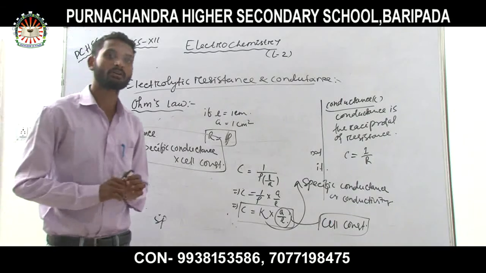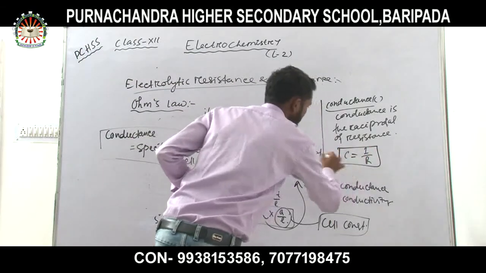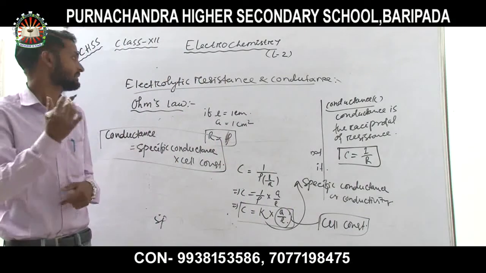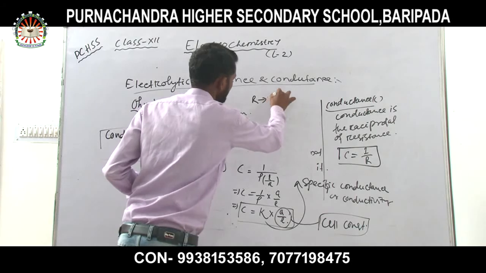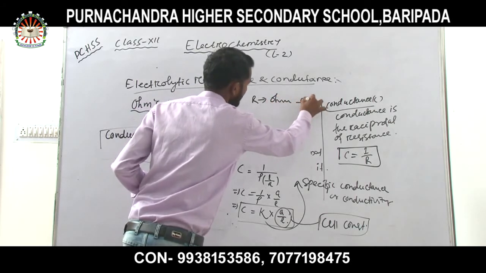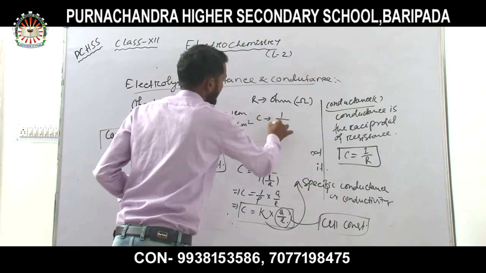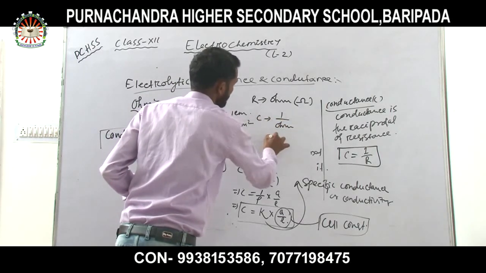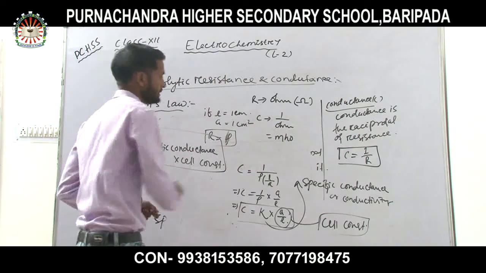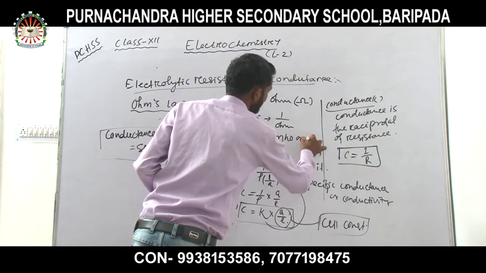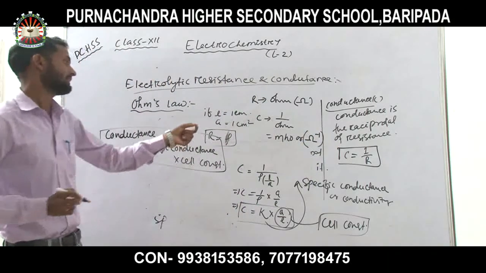So what is the unit of conductance? We know that the conductance is the reciprocal of resistance. We know the unit of resistance is ohm. Now the unit of conductance will be 1 by ohm, which is known as mho, the reverse of ohm, or ohm inverse. This is the unit of conductance.